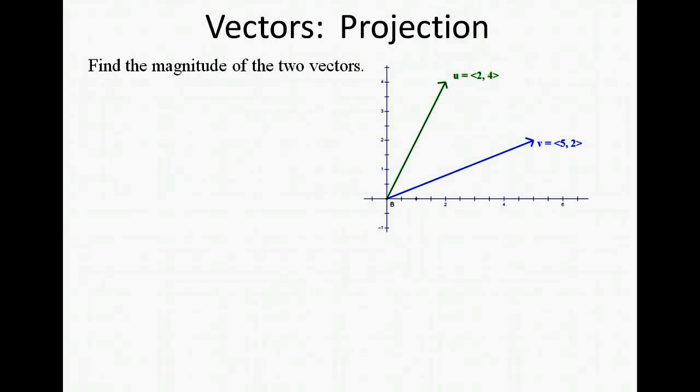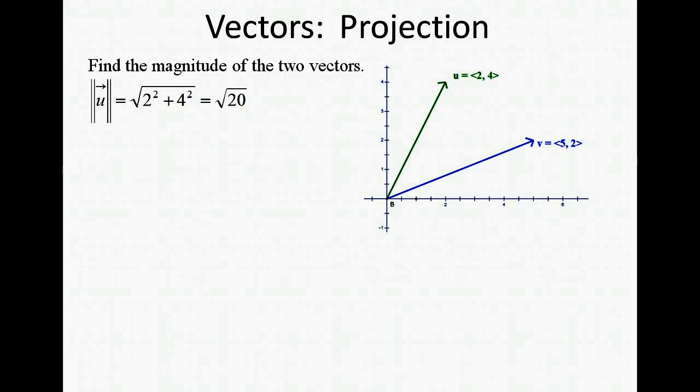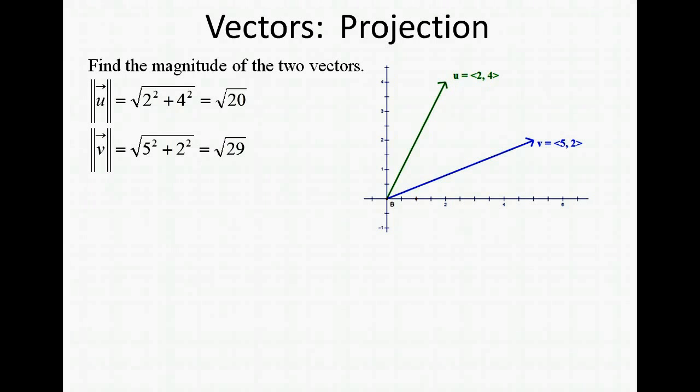We have two vectors drawn, and what we want to do first is find the magnitude of the two vectors. Remember, the magnitude can be found by using the distance formula. So we have both vectors starting at the origin. They're in component form. So we have the square root of 2 squared plus 4 squared for vector u, which gives us the square root of 20 as its length or magnitude. Then we're going to do the same thing for vector v. We have the square root of 5 squared plus 2 squared, which gives us the square root of 29 as the magnitude of vector v.